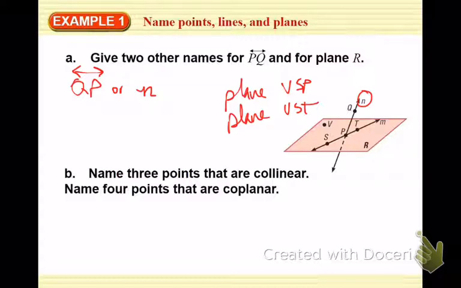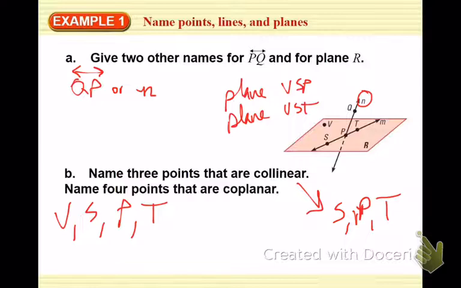Now, 3 points that are collinear. And believe it or not, in this picture, there's only 3. Those 3 points are S, P, T. 4 points that are coplanar. Believe it or not, there are only 4 in this picture as well, and it's V, S, P, T. Okay? So hopefully you're able to get to that.